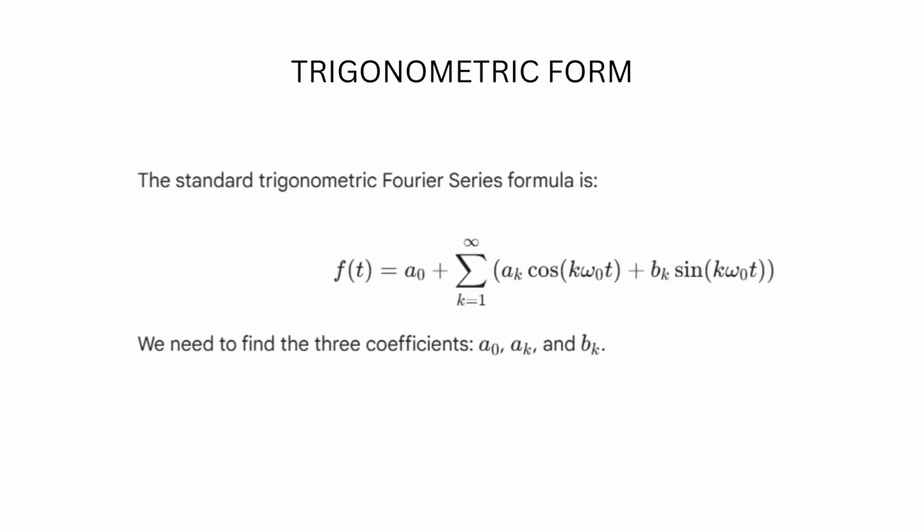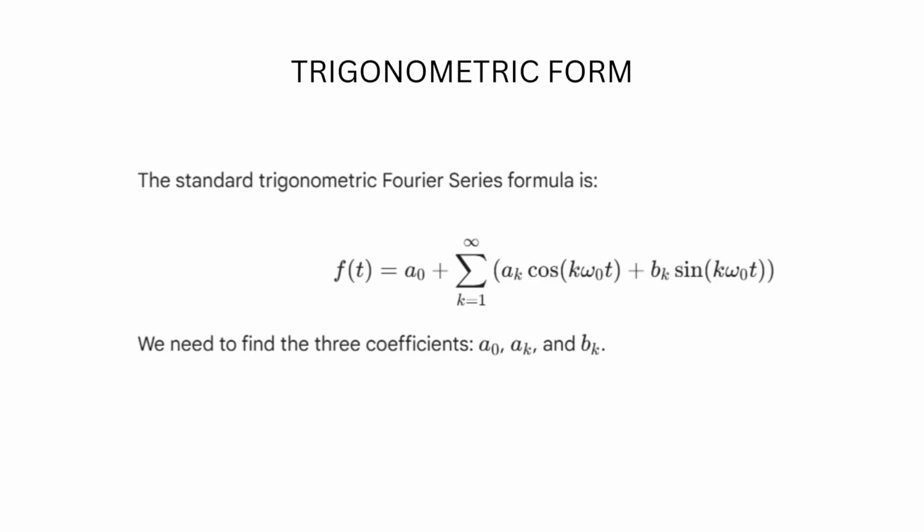We now express the waveform using the trigonometric form of the Fourier series. The standard trigonometric Fourier series is given by f of t equals a sub zero plus the summation from k equals 1 to infinity of the quantity a sub k cosine k omega naught t plus b sub k sine k omega naught t. This representation allows any periodic signal to be written as a combination of cosine and sine functions at the integer multiples of the fundamental frequency omega naught.